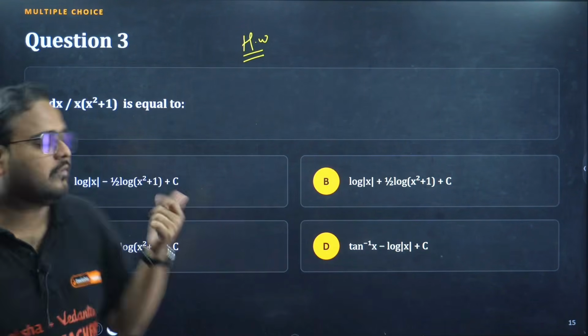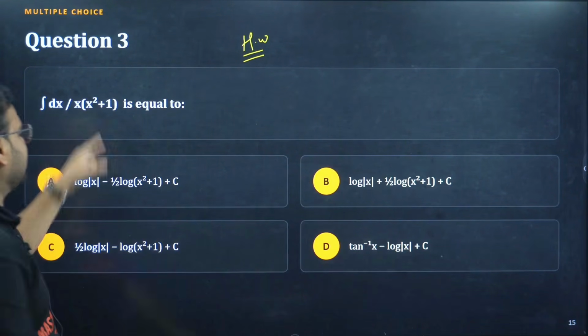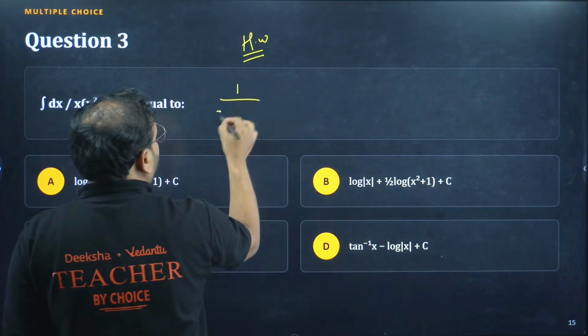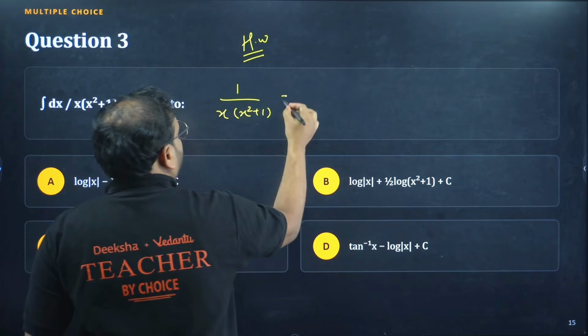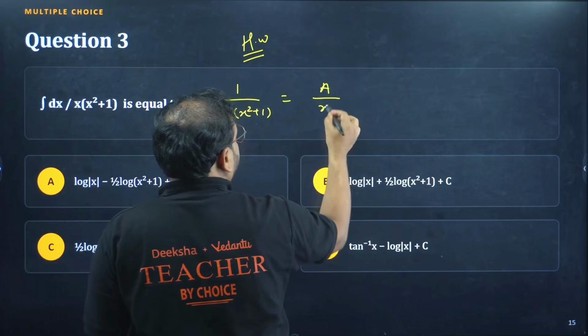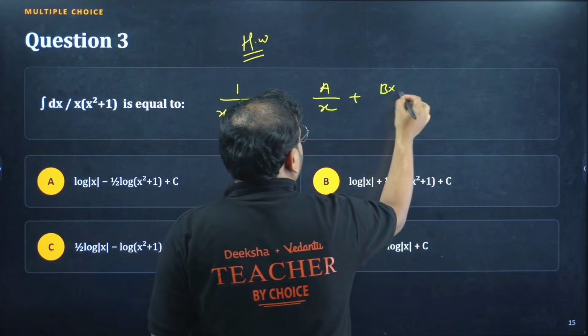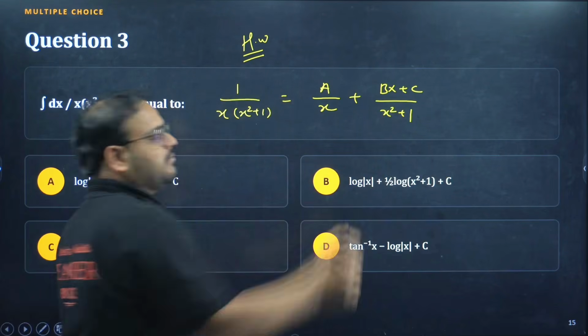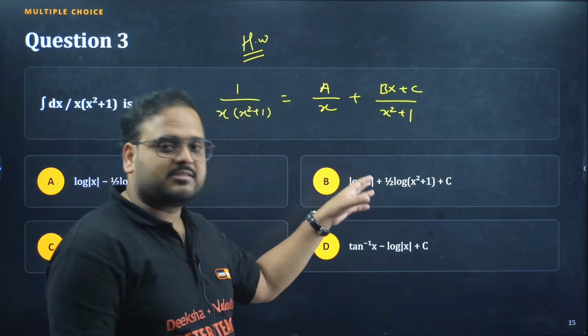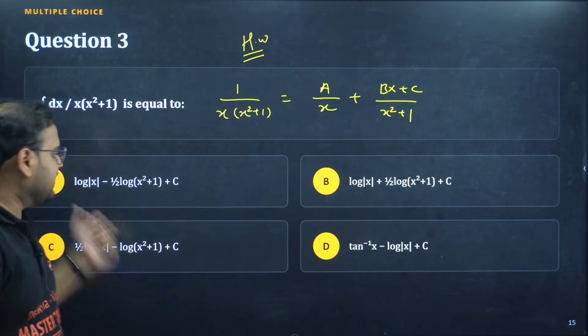So again, how do you solve it? x into x square plus 1. You cannot factorize it anymore. So this is the form given to you: x times of x square plus 1. Write it as a upon x plus bx plus c upon x square plus 1. Then you simply do the same process, find the result, and leave me the answer in the comment section.